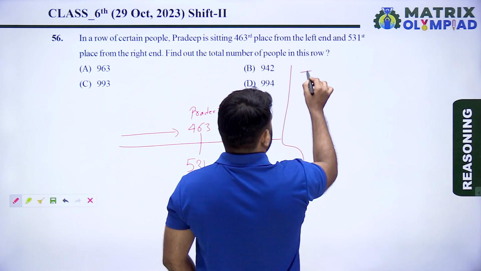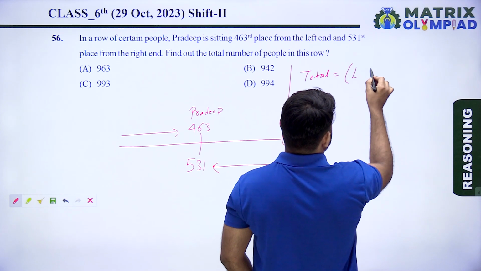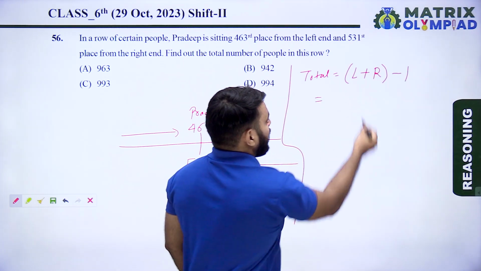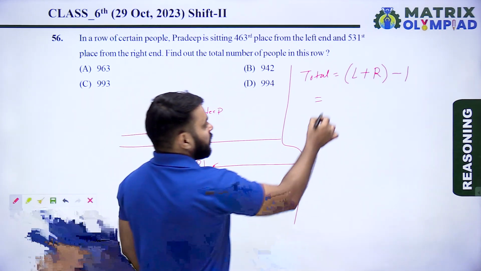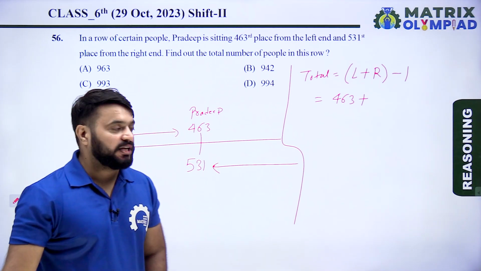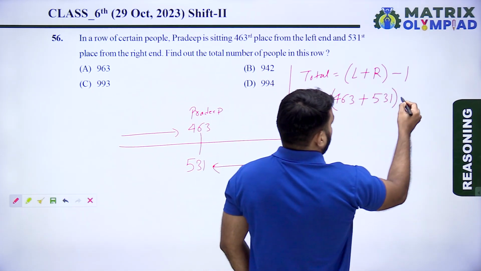Now find the total number of people in this row. The formula is left position plus right position of the same person minus 1. So the left position of Pradeep is 463 plus the right position of Pradeep is 531 minus 1.